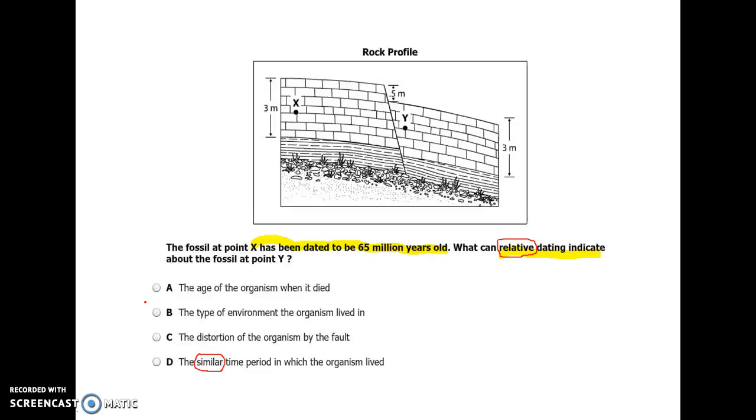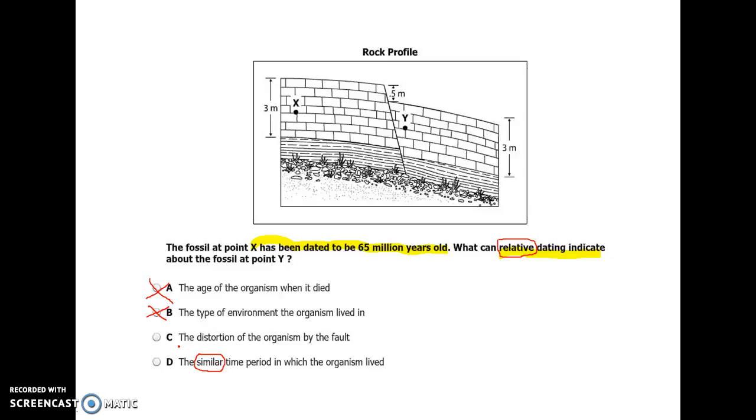So we can't really tell the age when it died. We can't really tell that about any fossil. It's hard to tell whether it was 8 years old or 9 years old or 15 years old when it died. So we'll go ahead and mark that one out. It's also hard for us to tell the type of environment that the organism lived in. While yes, both of these are in the same brick pattern kind of sediment, that doesn't necessarily tell us the environment, like in terms of what the climate was like or the plant life. So we'll go ahead and mark that out.